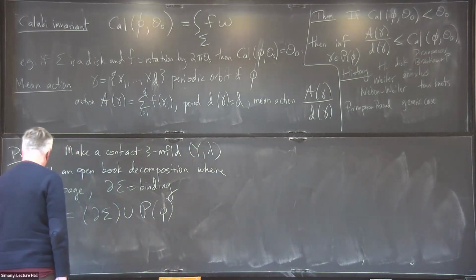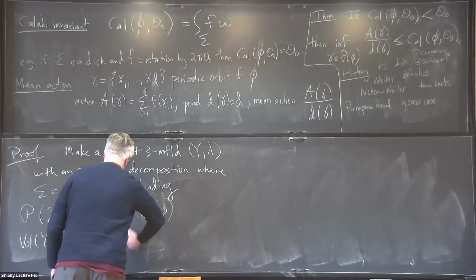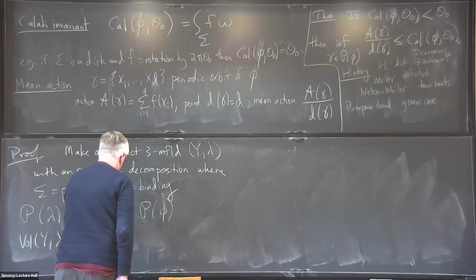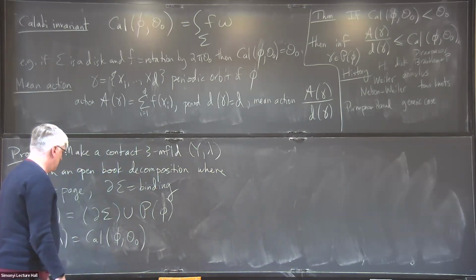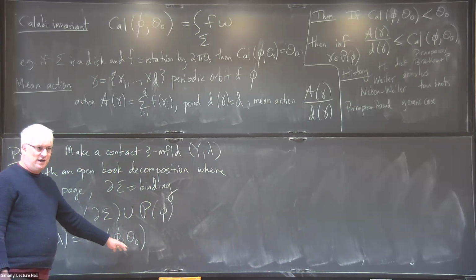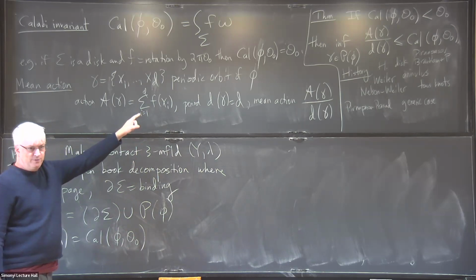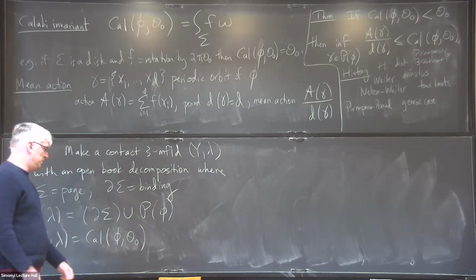And the volume of Y lambda is the Calabi invariant of the diffeomorphism. You might have to add some sufficiently large integer to theta zero before doing this, but that doesn't affect the statement of the theorem, because it shifts both sides by the same integer.